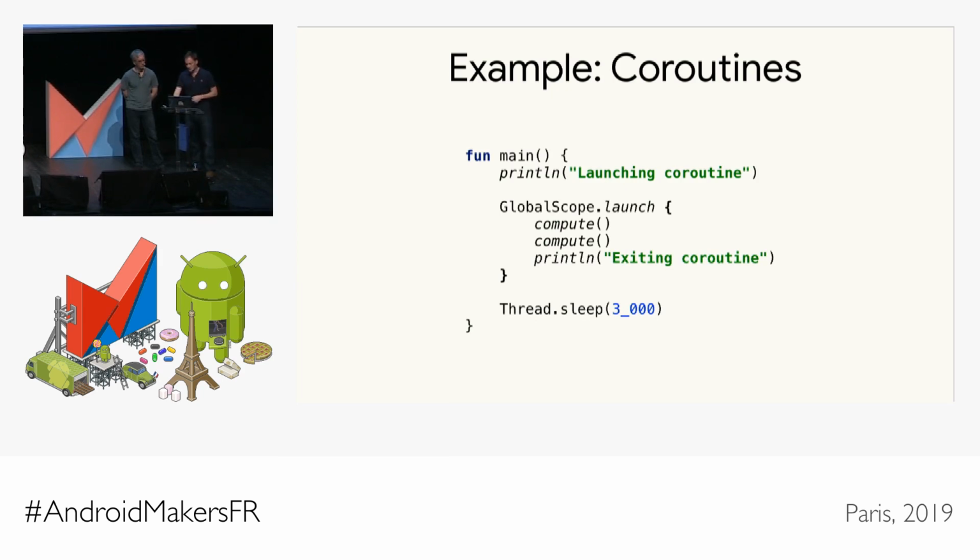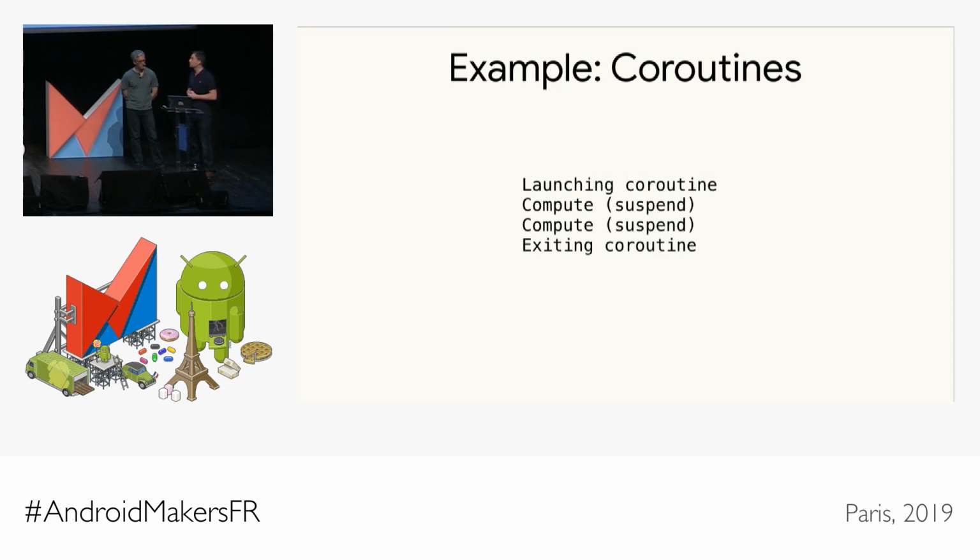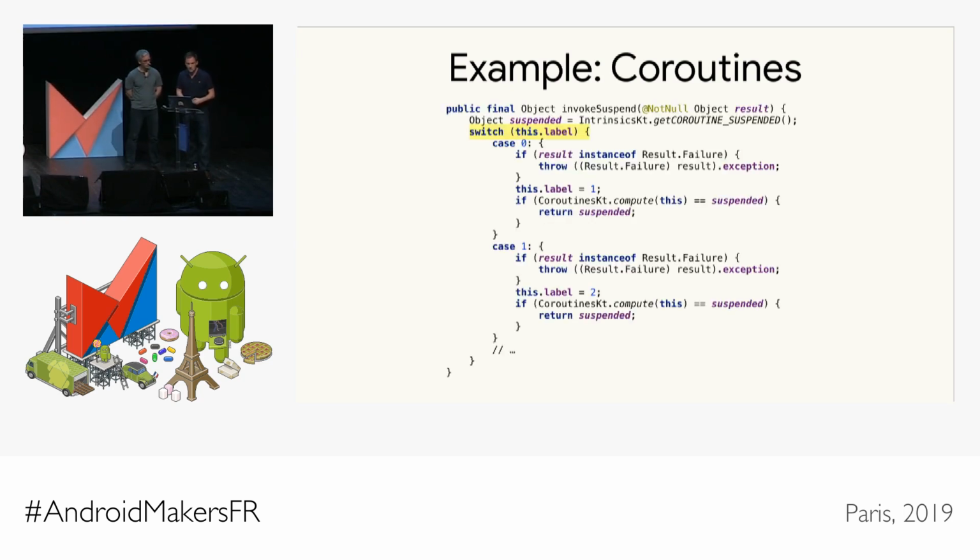So unsurprisingly, this code will print launching coroutine. We call compute twice. We see that in the console. And finally, we exit. But how are coroutines implemented? It's actually very interesting. I'm not going to show you all the bytecode that's generated because there's quite a bit. But effectively, coroutines are implemented as a state machine. And if you look at the decompiled code, it looks like this. There's a class that implements an invoke suspend function.